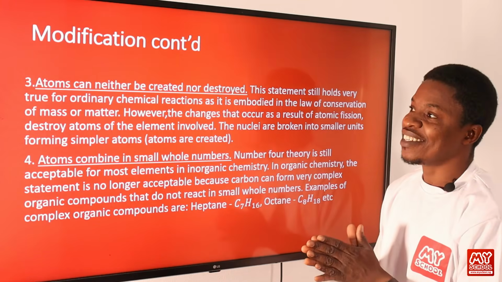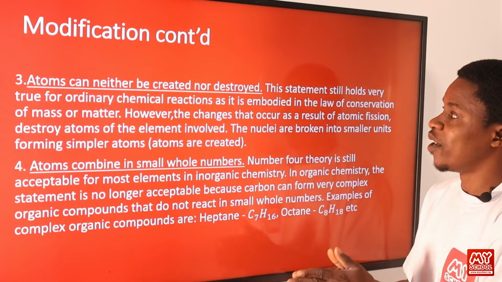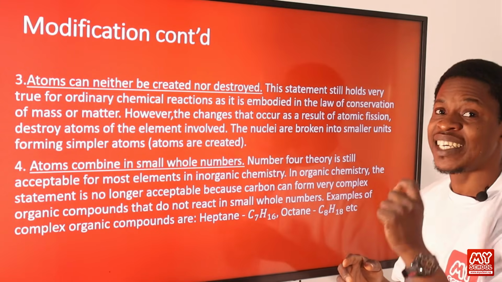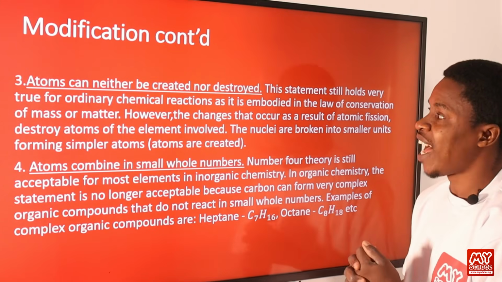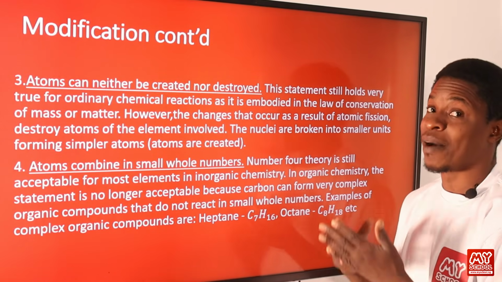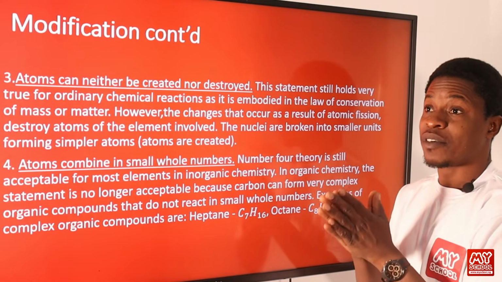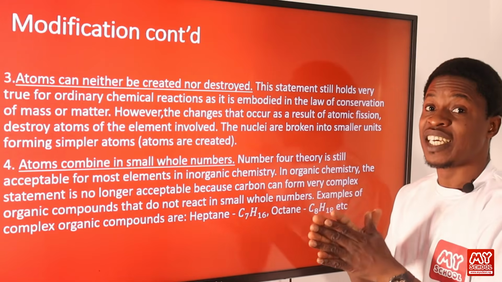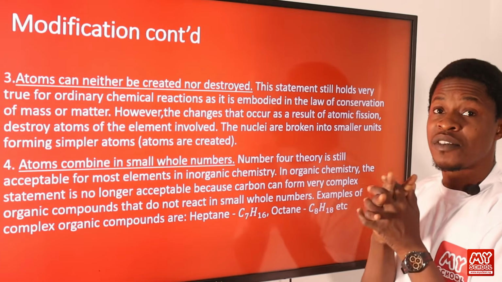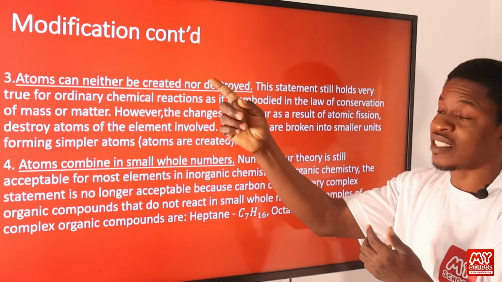The third one was about atoms can neither be created nor destroyed. This statement still holds very true for ordinary chemical reactions as it is embodied in the law of conservation of matter or mass. Remember, we said that the law of conservation of matter says that matter can neither be created nor destroyed, but it can be transformed from one form to another. So for an ordinary chemical reaction, this will hold.